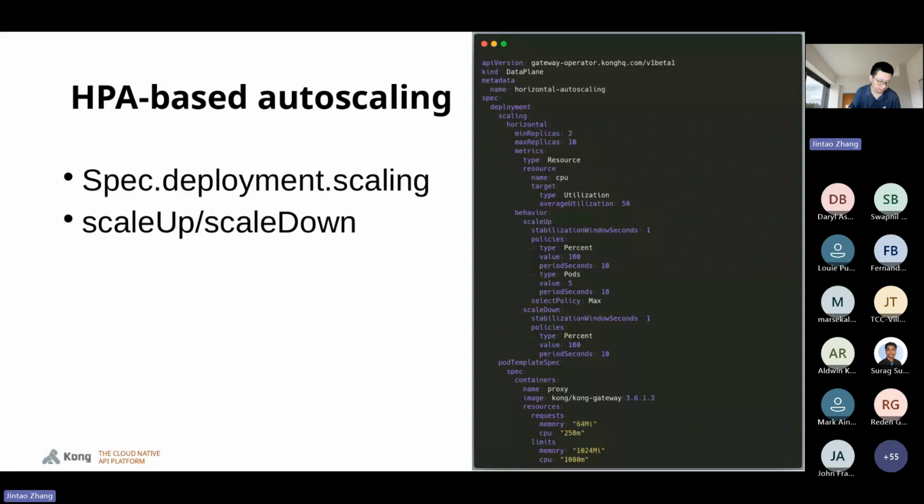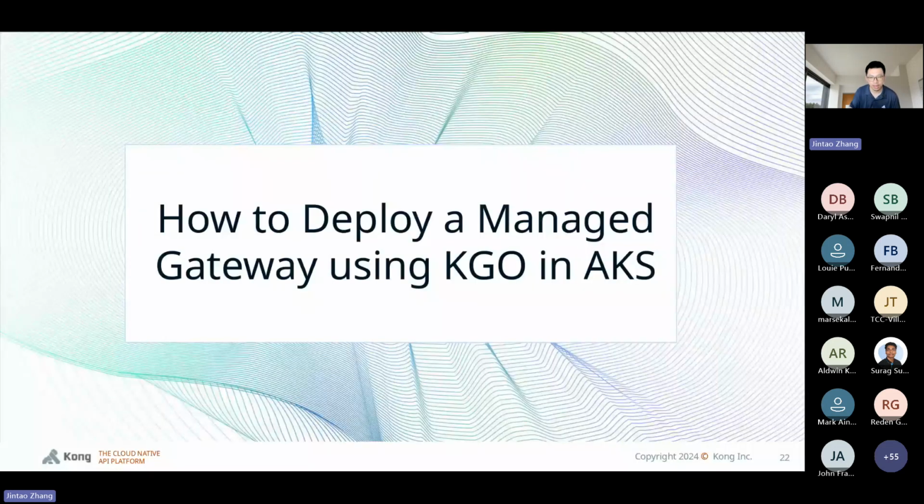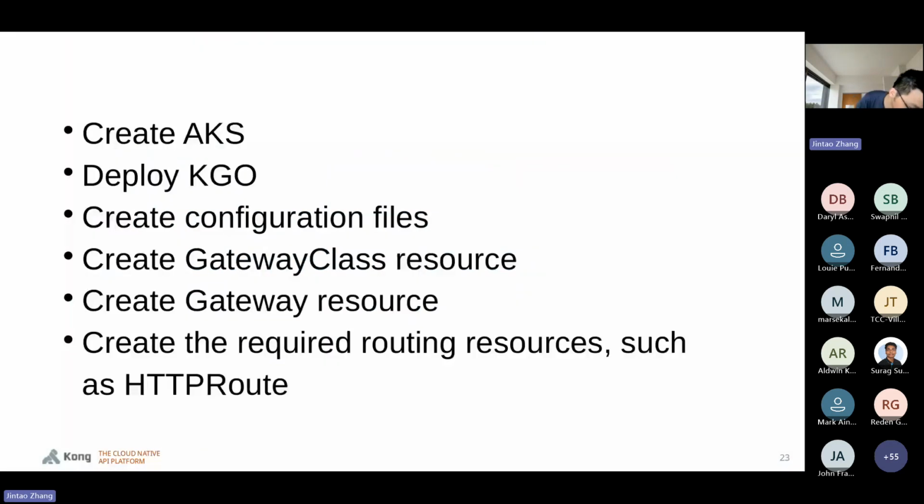The last part is how to deploy and manage the gateway using KGO in AKS. I think the deployment is very simple. You just need to create AKS and deploy the KGO. After the KGO is running, you can create configuration fields, create a gateway class resource, create a gateway resource, then create the routing resource such as HTTPRoute.